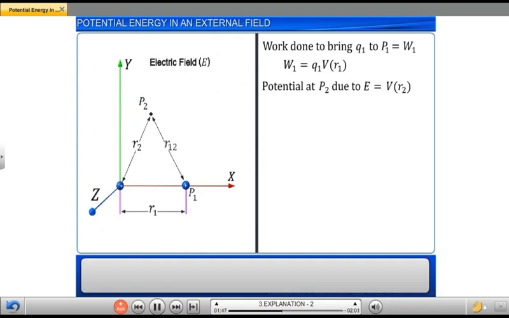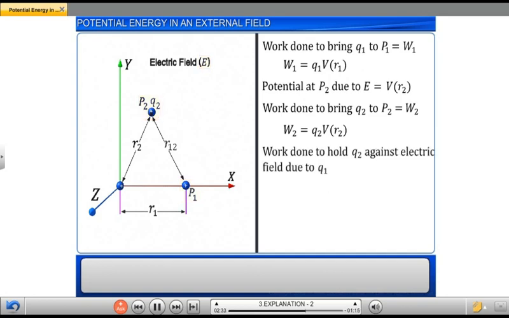Let us bring another charge, Q2, from infinity to the point P2 in the electric field. And let the work done in this process be W2. Hence, work done to move the charge Q2 from infinity to the point P2 is Q2 into V of R2. If Q2 is now released, it moves due to electric field E and also due to the electric field of Q1. Work has to be done to hold the charge Q2 against the force due to the electric field E and also due to that of Q1.